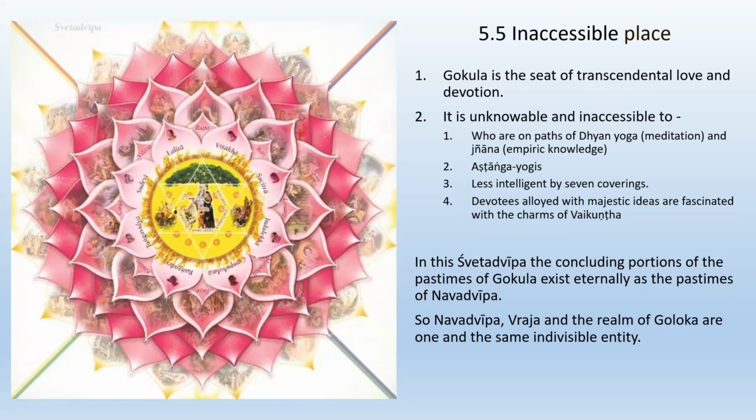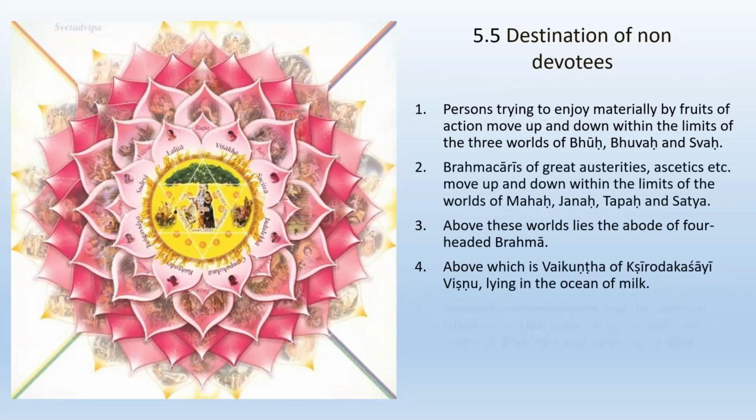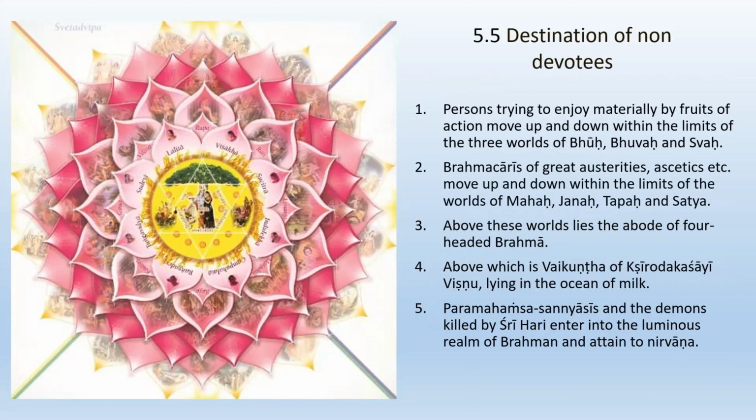Yeah, when you were mentioning the destinations, Prabhu, can you go to that slide? And there is more to come. We'll continue this, Mataji. I haven't covered it completely yet. Oh, okay. So there is mention of people who enjoy materially by the fruits of action. That means those who are in the mode of passion, probably. So they are going to move up and down between these three planetary systems. Correct. Bhu, Bhuva, and Swa.